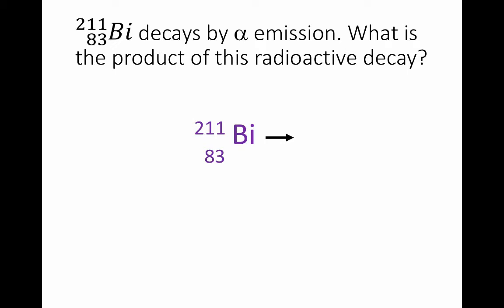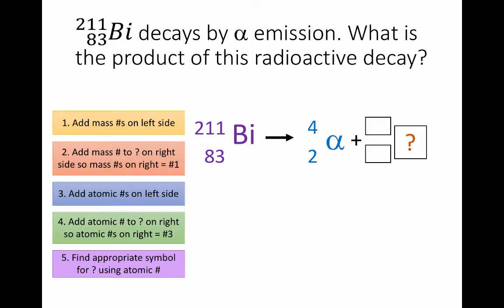So we first write what we know, which is bismuth-211, and we know that it puts off an alpha particle, 4,2 alpha. You really need to know all of your particles if you're going to get good at balancing nuclear reactions. So the alpha particle is 4,2 alpha, or 4,2 helium if you want to write it that way. And it makes something else that we are going to figure out. Let's put our steps up.